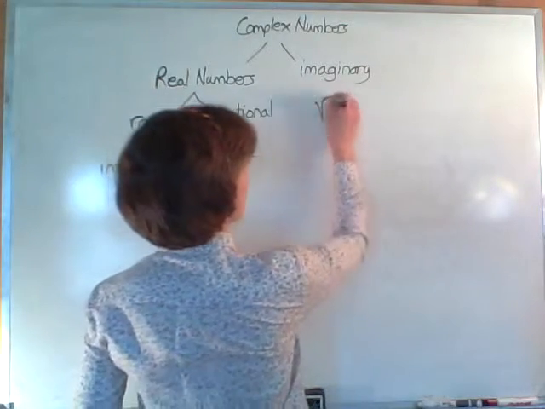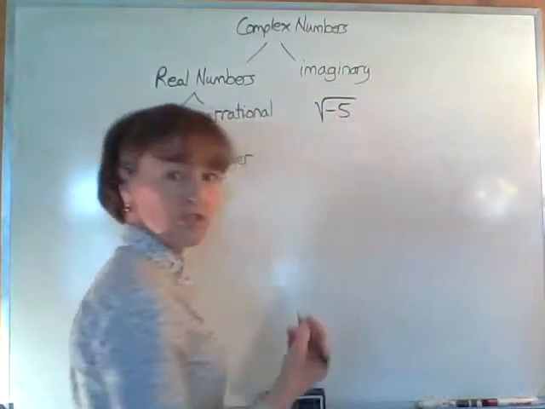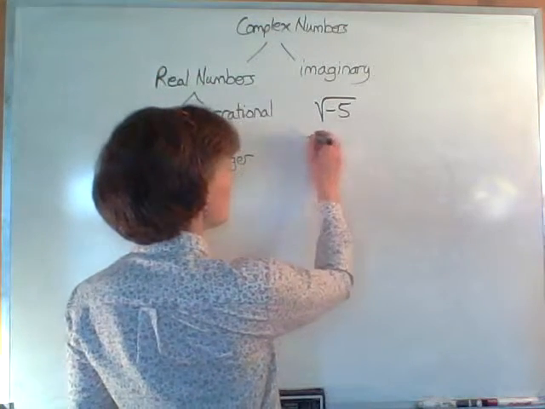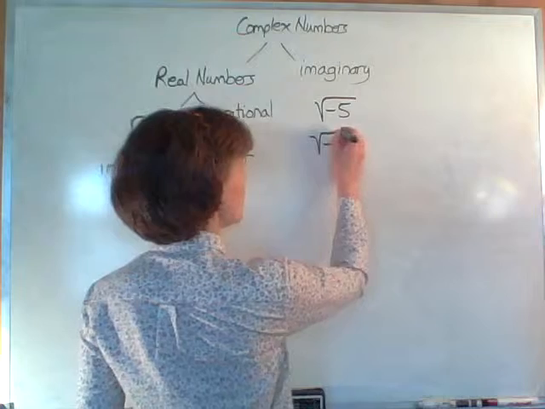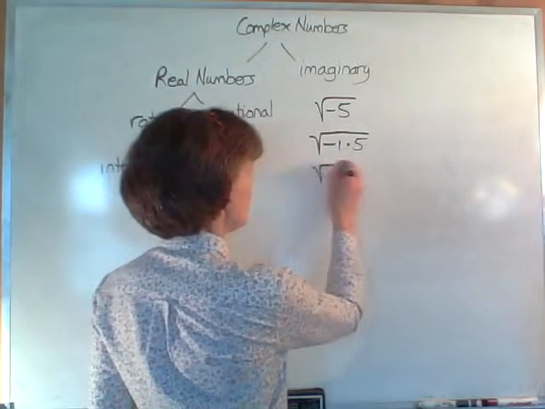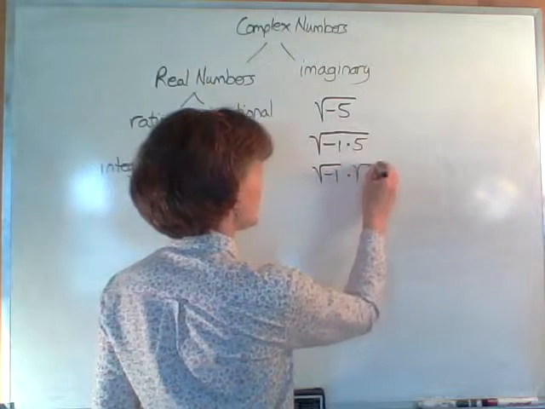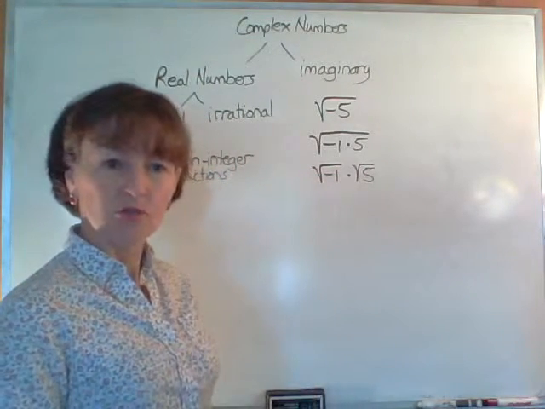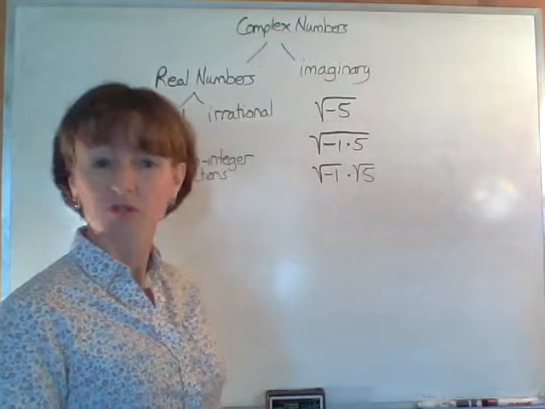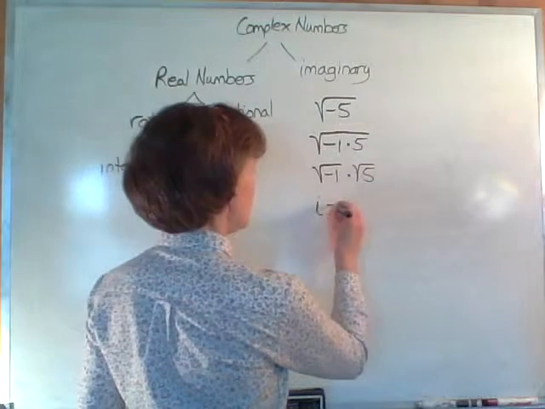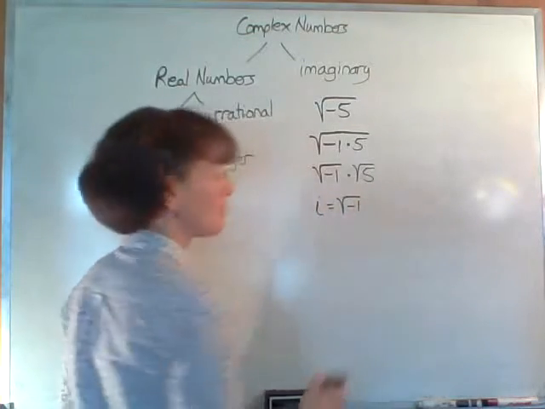For example, the square root of -5 is an imaginary number because it contains the square root of -1. I can rewrite the square root of -5 as the square root of -1 times 5, or the square root of -1 times the square root of 5. Now, because all imaginary numbers contain the square root of -1, we have a special symbol for the square root of -1, and it is i. So i equals the square root of -1.